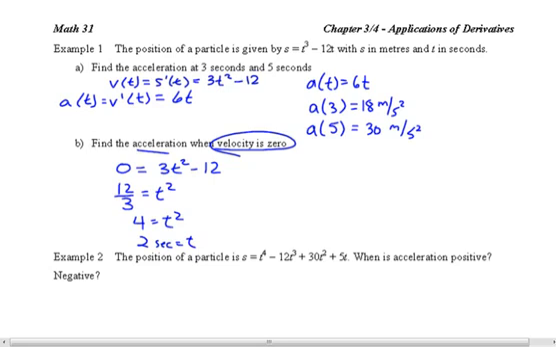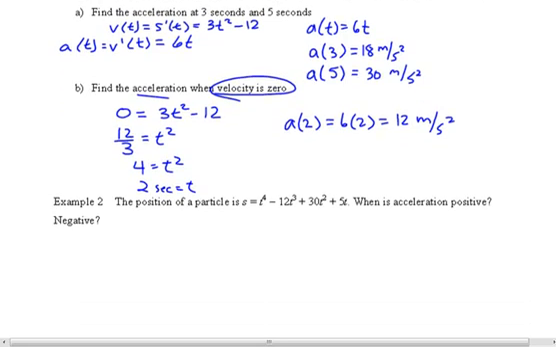All right, so what's the acceleration at 2 seconds? So acceleration at 2 seconds is 6 times 2, or 12 meters per second squared. Easy? What you need to know: the derivative of position is velocity. The derivative of velocity is acceleration. s is distance.